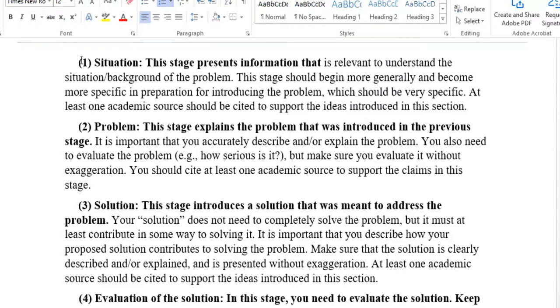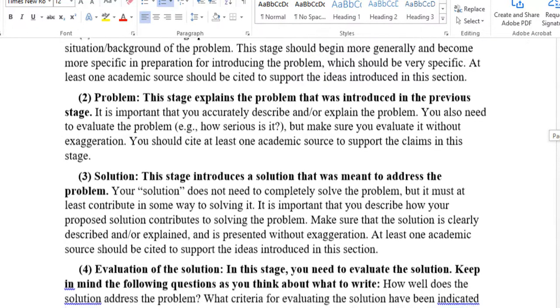So situation 1, this stage presents information that's relevant to understand the situation and the background. So this stage is going to start more generally and it'll become more specific as you write. You need to have at least one academic source in the background stage.